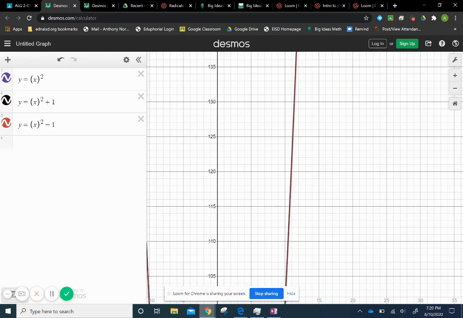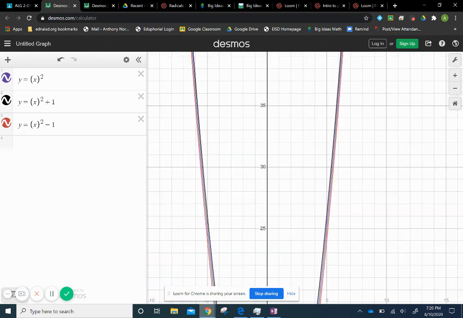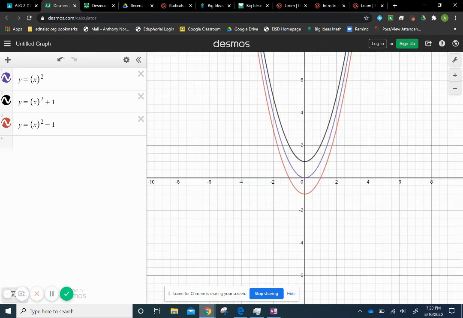If you ever need to go back home or to reset where you're looking on your graph, press this home button and boom, it goes to the standard.